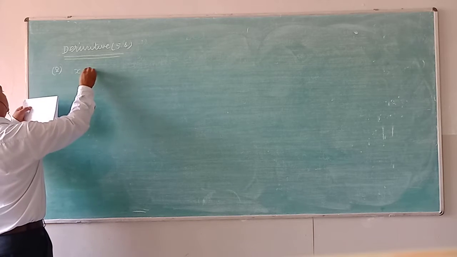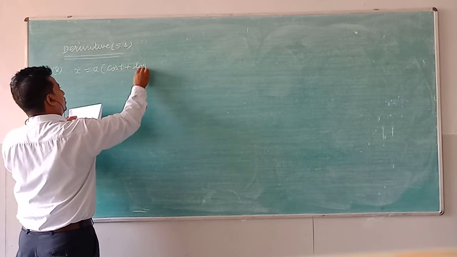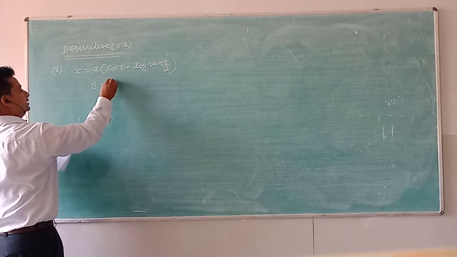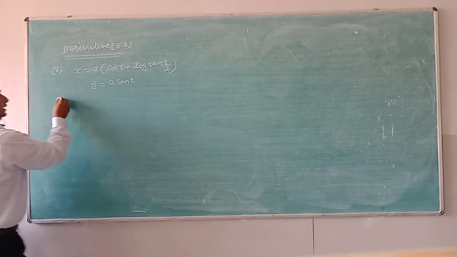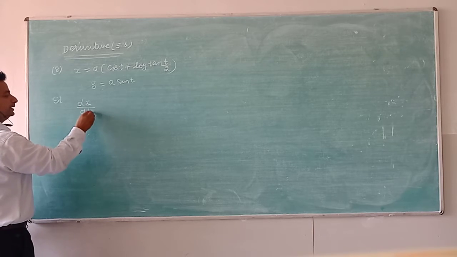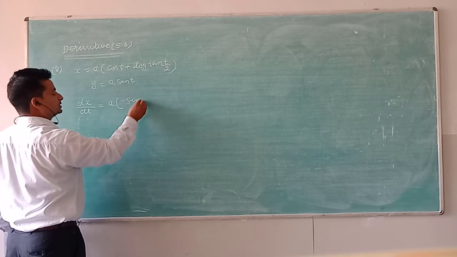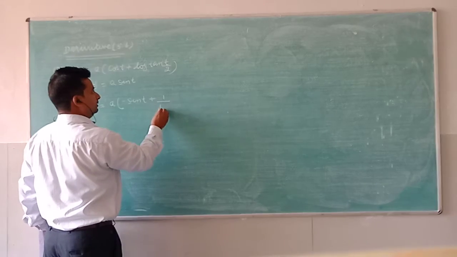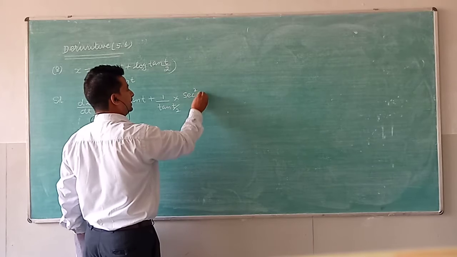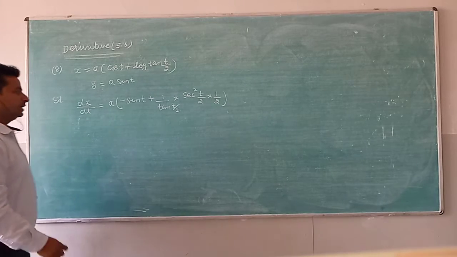In question number 8, the statement is x is equal to a (cos t plus log tan t upon 2) and y is a sin t. In this question, first we find the derivative of x, that is dx by dt. a is as it is, the differentiation of cos t is minus sin t, and log tan t by 2 into the differentiation of tan, which is secant square t by 2, and the derivative of the angle is 1/2.